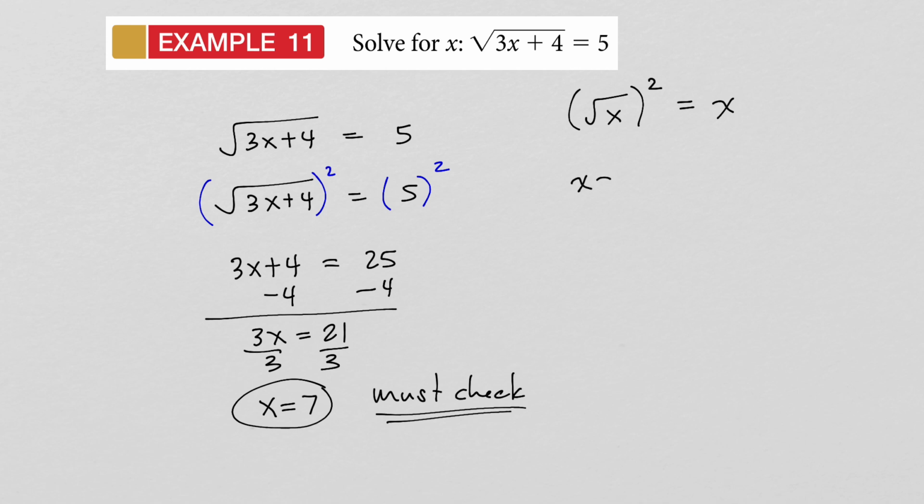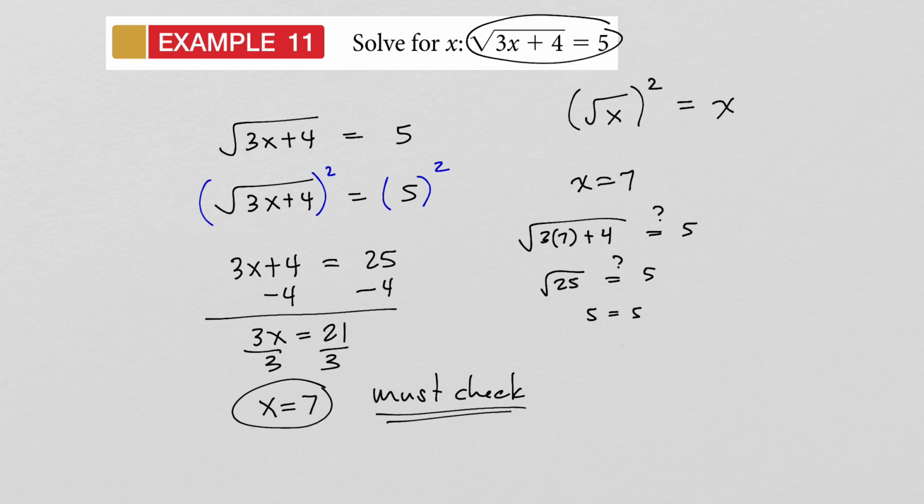But let's check our answer, x equals 7. We're going to plug it back into the original equation. That's going to give us the square root of 3 times 7 plus 4 is equal to 5. That's the square root of 21 plus 4, which is 25. And is that equal to 5? And the answer is yes, it is. 5 equals 5, right? So it checks.